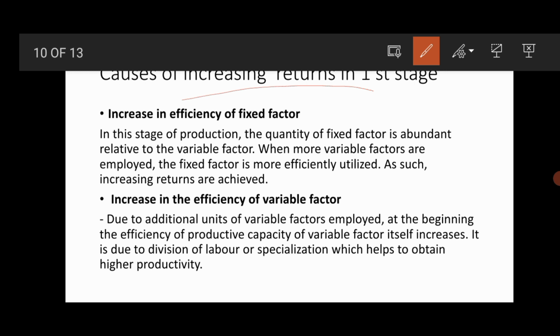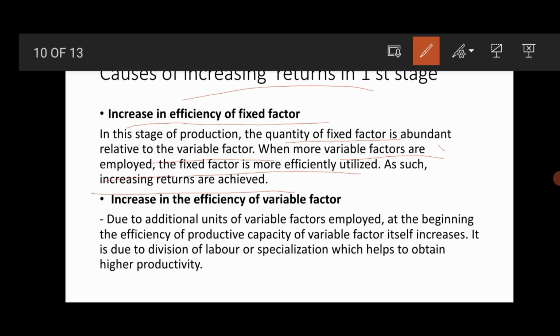Its reason is the increase in the efficiency of the fixed factor. In this stage of production, the quantity of fixed factor is abundant relative to the variable factors. When more variable factors are employed, the fixed factor is more efficiently utilized. As such, increasing returns are achieved. So here they have said that when there is one fixed factor.